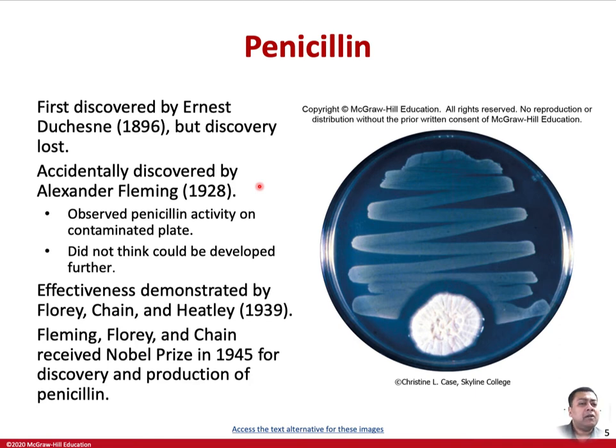So he did not think he could develop it further. But again, there was a good number of scientists at Oxford in 1939, Florey, Chain, and Heatley. They identified this compound, which Alexander Fleming named penicillin. They isolated that compound, and they were awarded the Nobel Prize in 1945. So that was the discovery of penicillin.